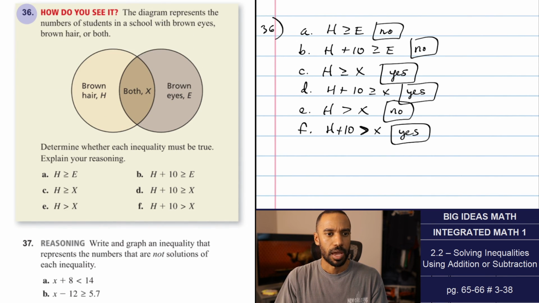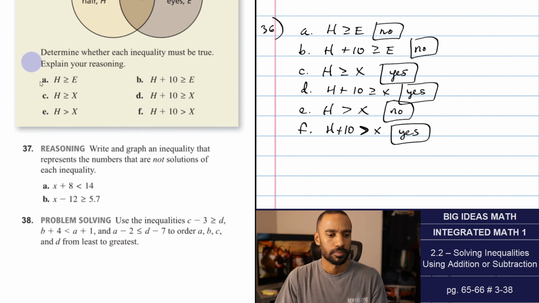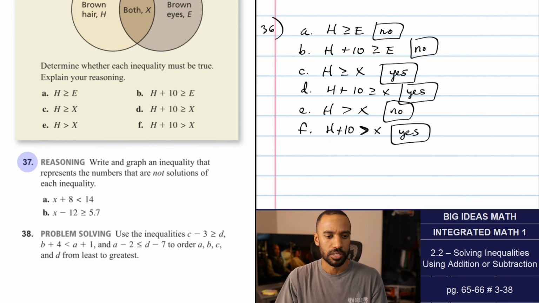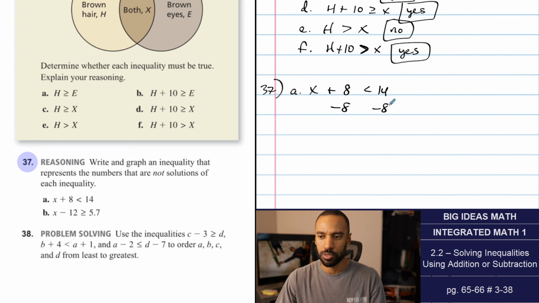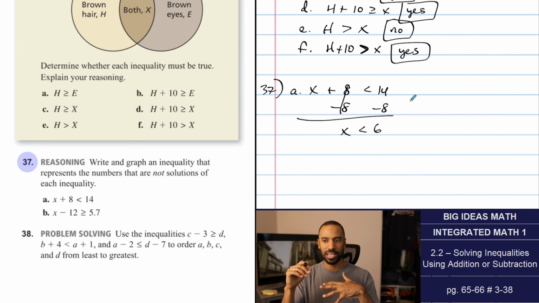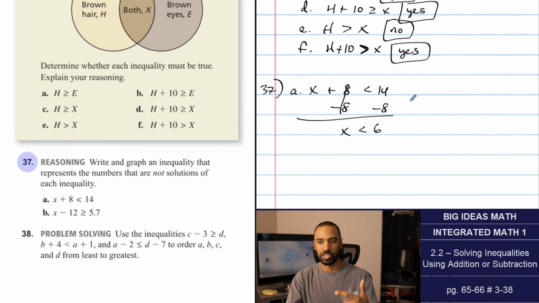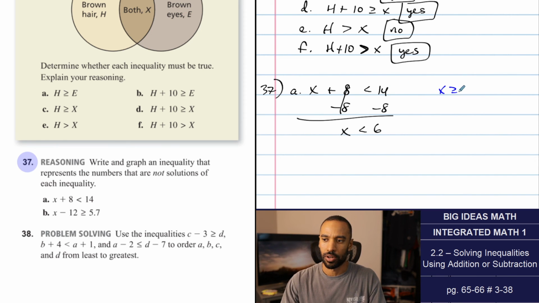Okay. Number 37. Write and graph an inequality that represents the numbers that are not solutions of each inequality. So let's take a look. For part A, we have x plus 8 is less than 14. If I subtract 8 from both sides, you get x is less than 6. So if x is less than 6, think about everything that is not less than 6. So that would be x is greater than or equal to 6.